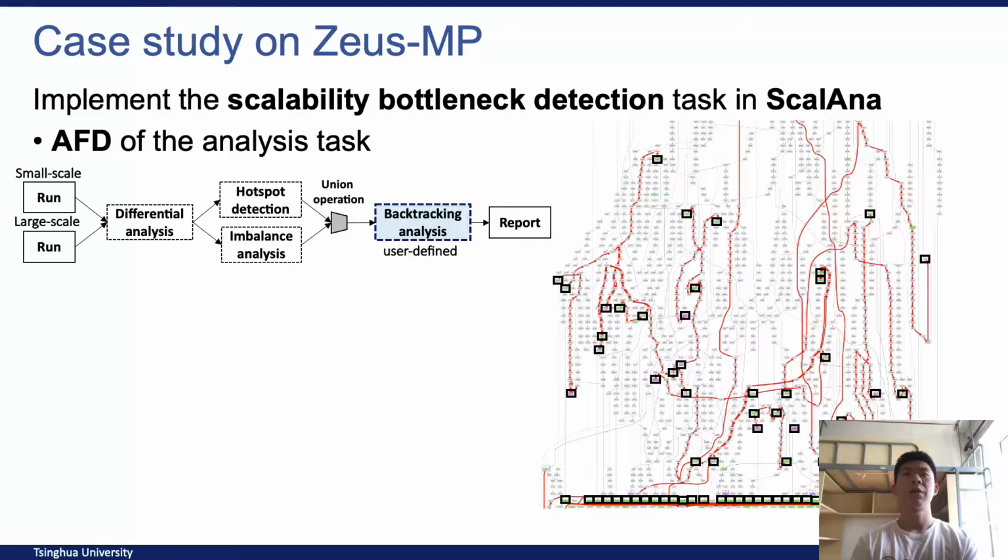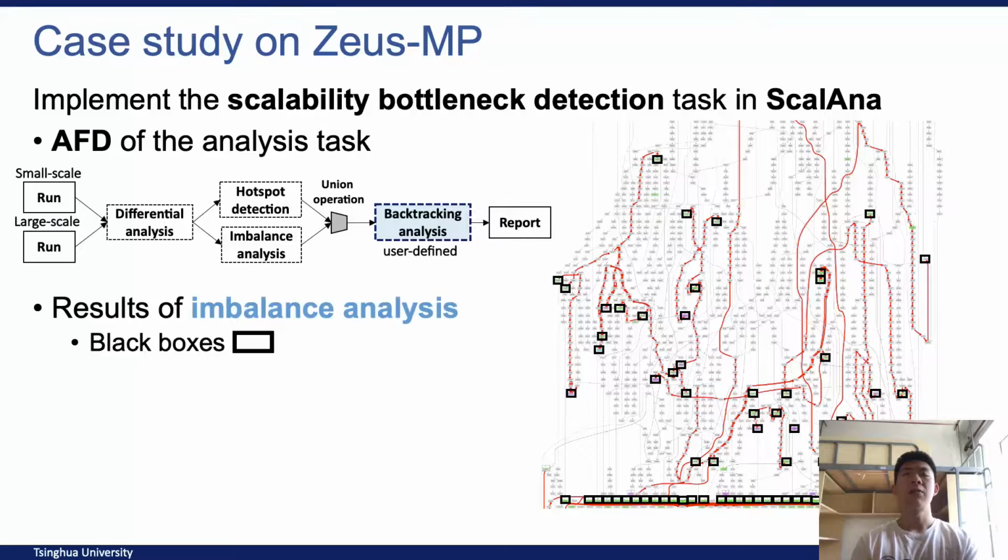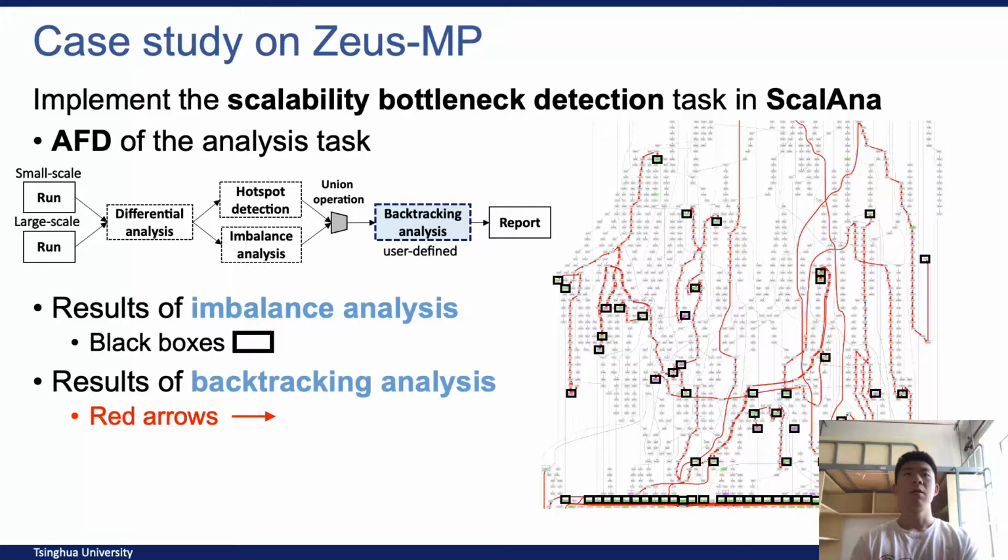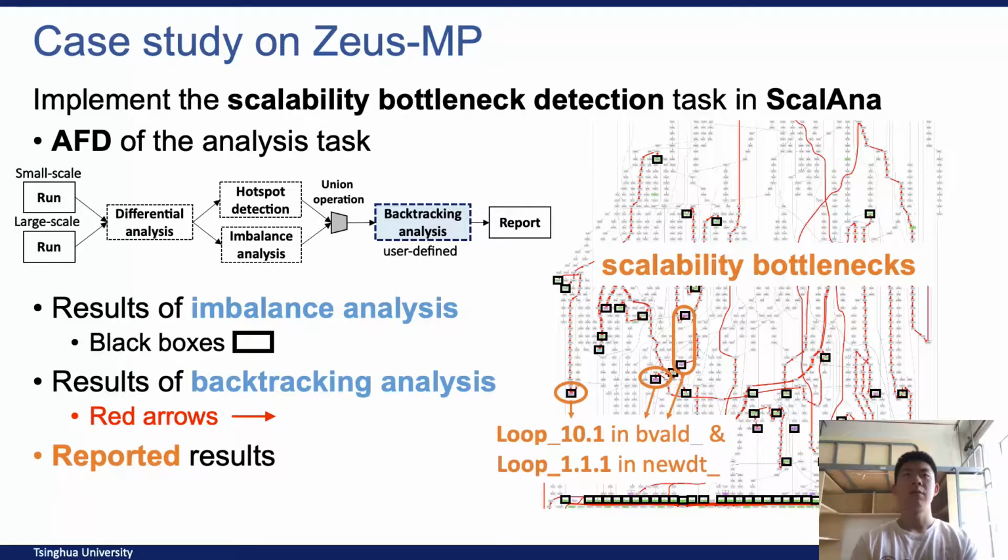On the parallel view of PAG, the results of imbalance analysis are marked as black boxes. The results of backtracking analysis are marked as red arrows. Finally, some loops are reported as scalability bottlenecks.